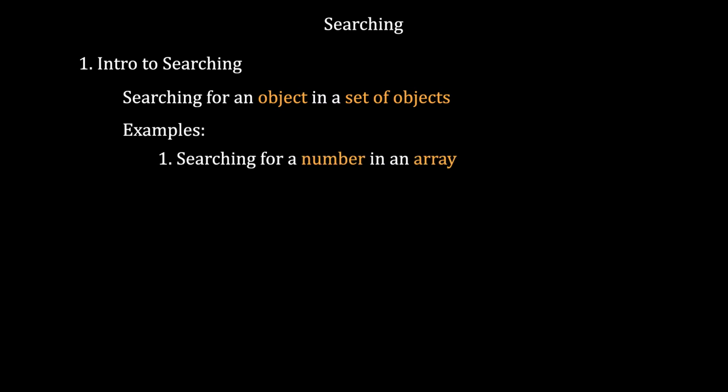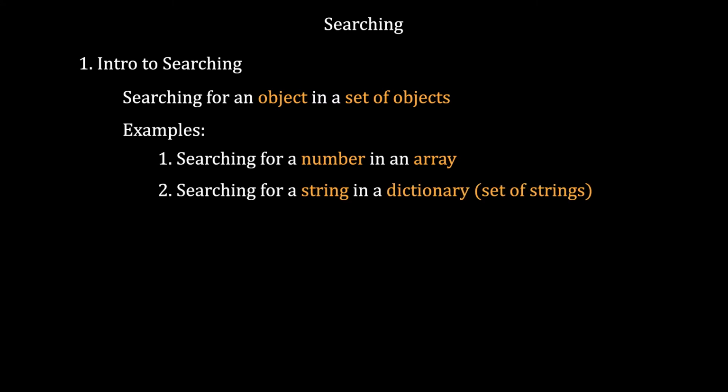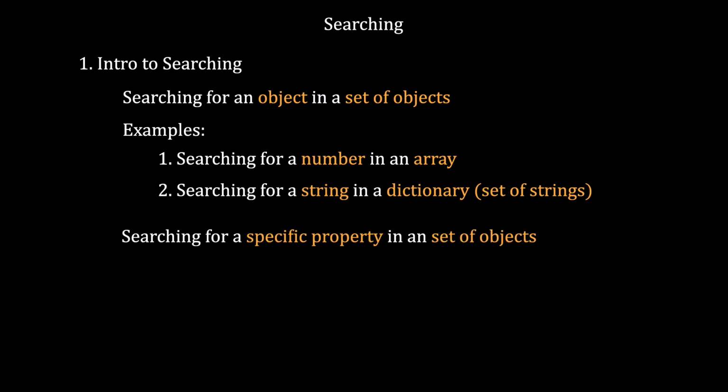So let's start. As the name suggests, searching is the process of searching for an object in a set of objects. For example, searching for a number in an array, or searching for a string in a dictionary, or a set of strings. Or we can search for an object, or maybe more objects, which have a specific property in a set of objects.